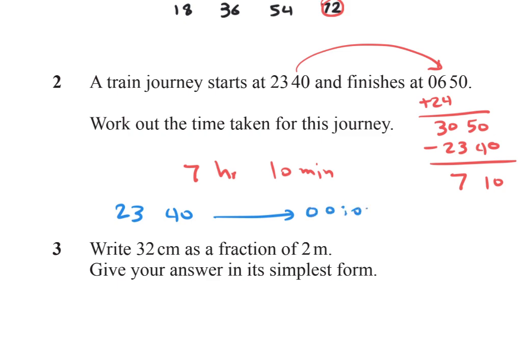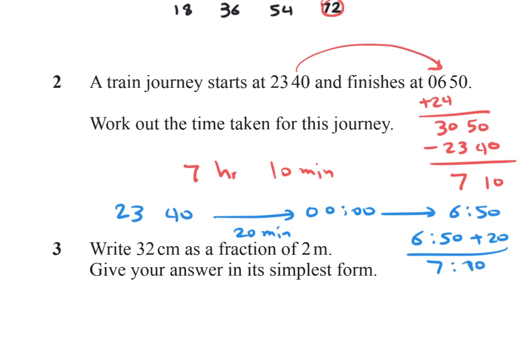Or, by a different way, from 23:40 till the end of the day, till 24, or 00, we need 20 minutes, am I right? We need 20 minutes to finish the day. Now from 00 till 6:50, so add 6:50 plus 20 minutes, you get 7:10. 7 hours and 10 minutes. Understood?